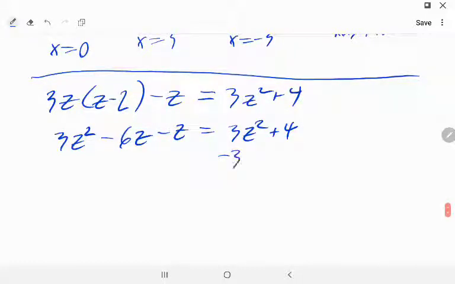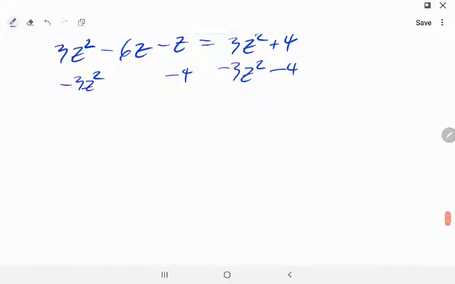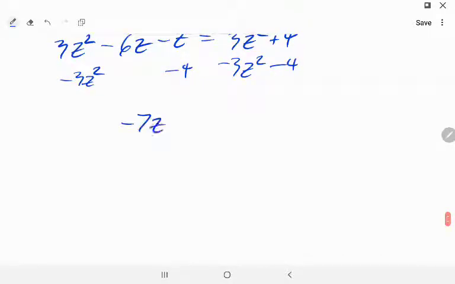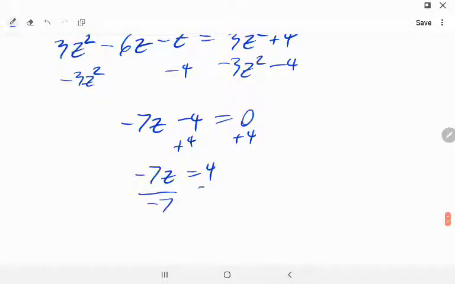So now we can subtract 3z squared from both sides, subtract 4. We notice that 3z squared minus 3z squared is 0, negative 6z minus z is negative 7z, minus 4 equals 0, and so in this case, no factorization. We can just add 4 back to both sides, get negative 7z equals 4, divide by negative 7, and so z is negative 4/7.